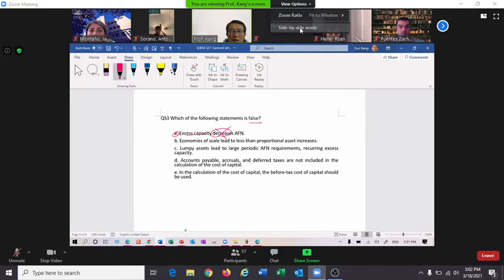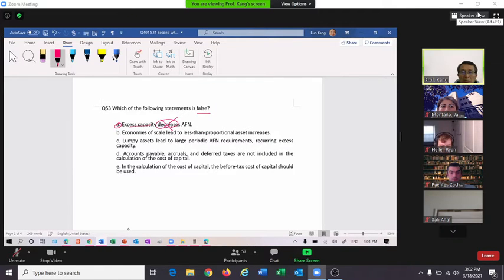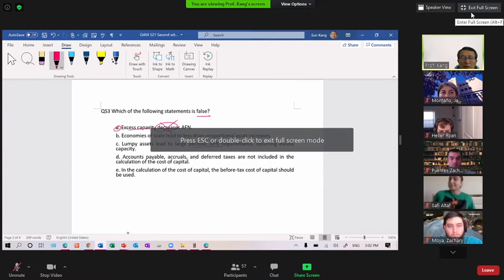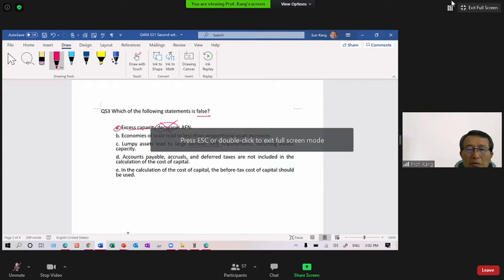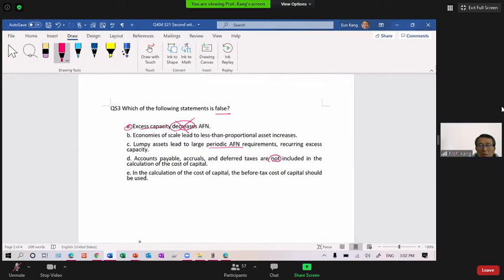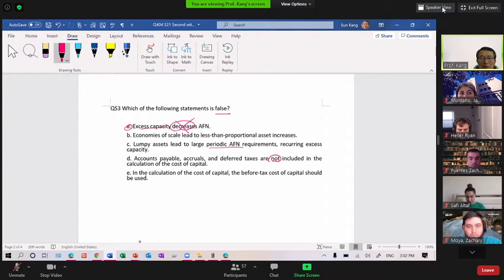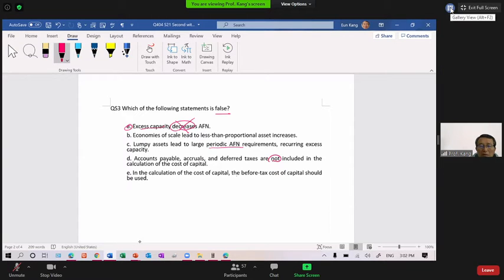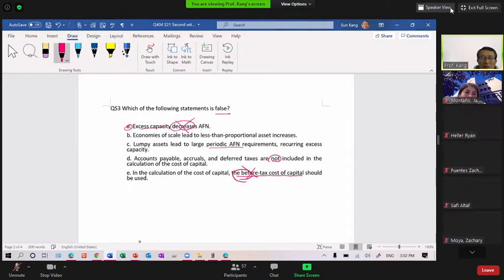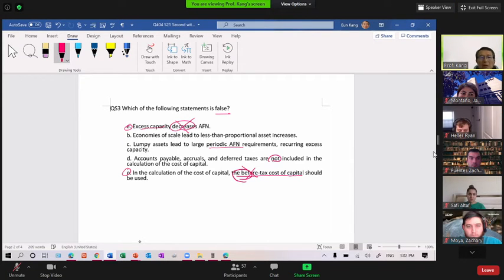Economies of scale leads to less than proportional asset increases. That's correct, right? Lumpy assets leads to large periodic AFN requirements. So that is also correct. Accounts payable, accruals, and deferred tax are not included because they have no interest. In the calculation of cost of capital, the before tax cost of capital, that's wrong, right? After tax. So A and E.